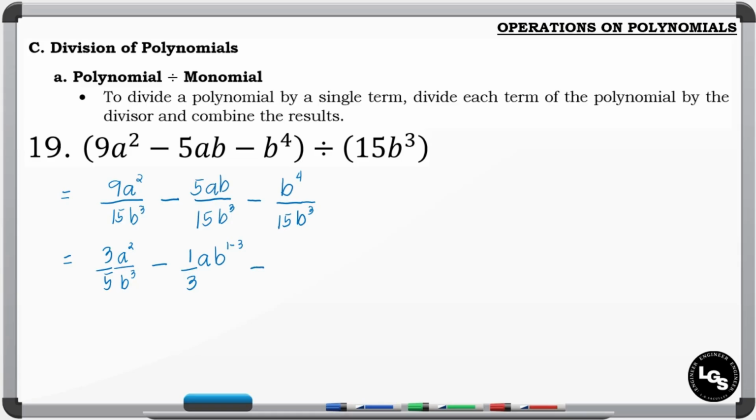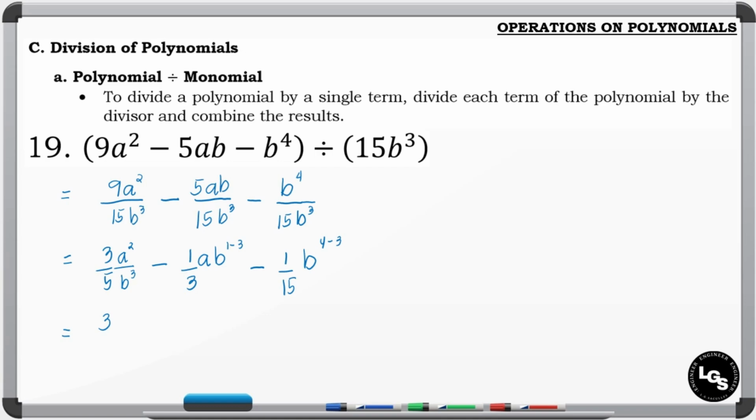Then the last term, minus, so we have here an imaginary 1 as the coefficient, so 1 over 15, so that cannot be simplified further, so we will write 1 over 15. And for the variable, we only have b, then we will subtract again its exponent, so that is 4 minus 3. Then let's proceed in simplifying this. So for the first term, this cannot be simplified any further. So this is the simplified form of the first term.